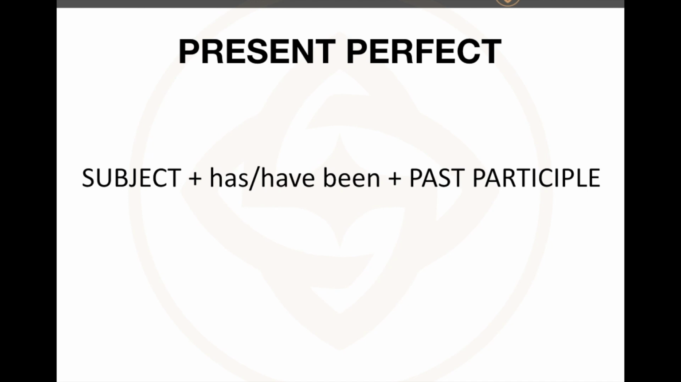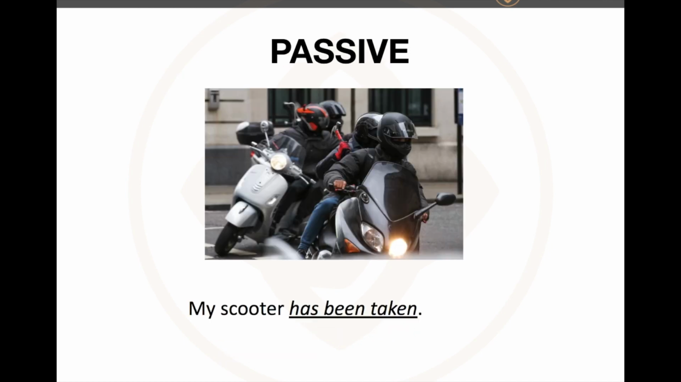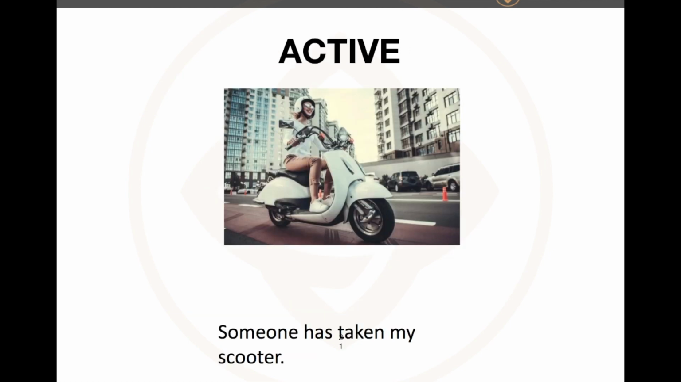Present perfect, subject plus has or have been plus past participle. Active, someone has taken my scooter. The passive will be my scooter has been taken by someone.